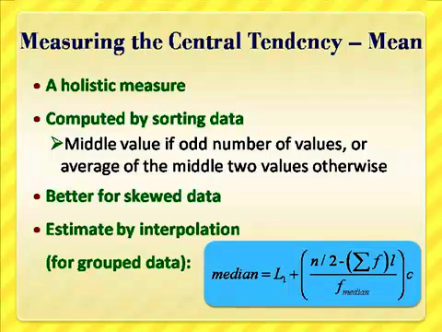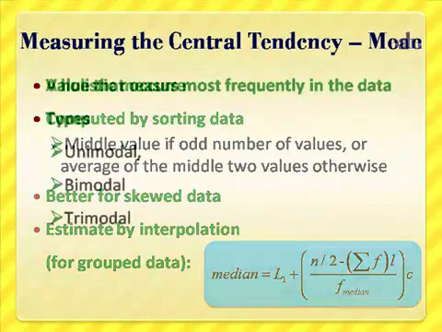The formula for computing the median using interpolation is shown on the slide, where L1 is the lower boundary of the median interval, n is the number of values in the entire data set, and f is the frequency. Sigma f is the sum of frequencies of all intervals. f median is the frequency of the median interval and c is the width of the interval. Generally, the median using interpolation is used only for grouped data.